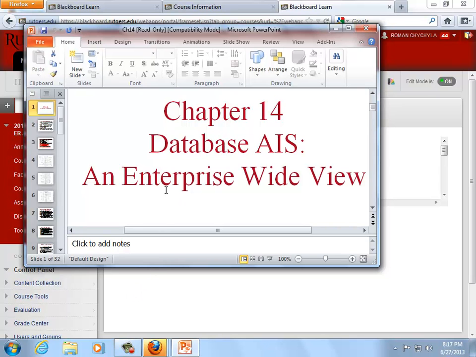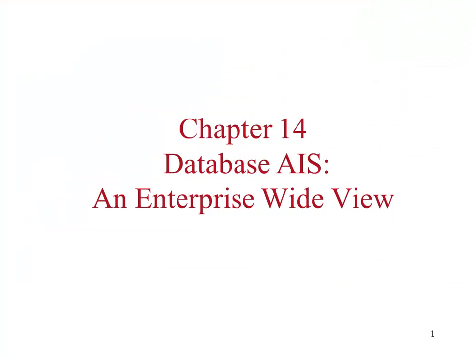Okay, chapter 14. In the two previous chapters, which we discussed last time, we looked at each subsystem. First we looked at the revenue system, AIS, and then the expenditure AIS. Today we'll talk about how you would merge them.